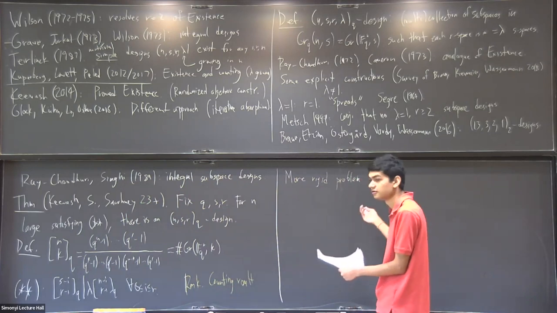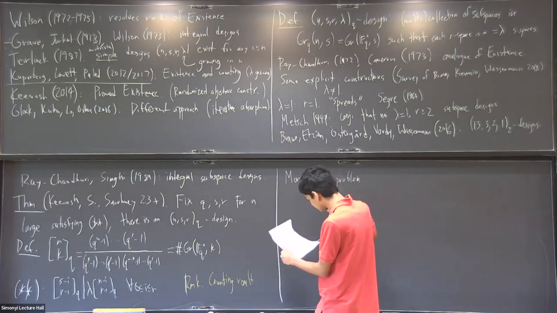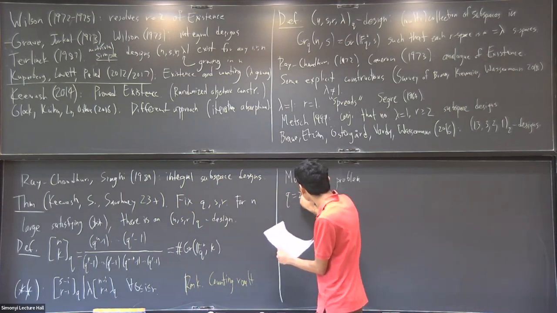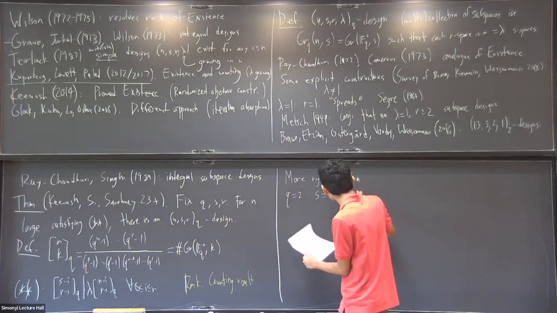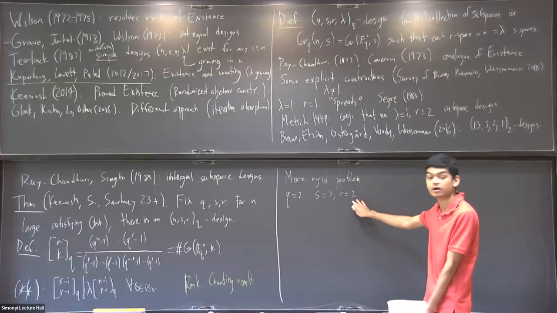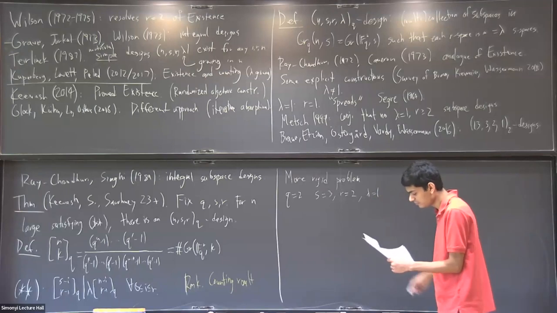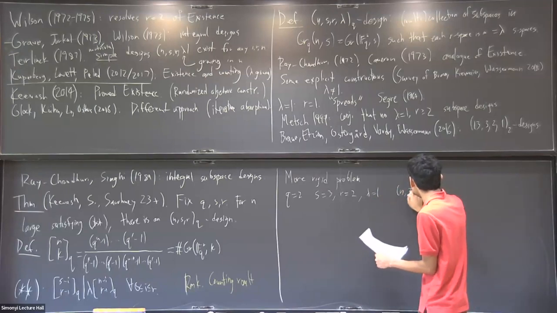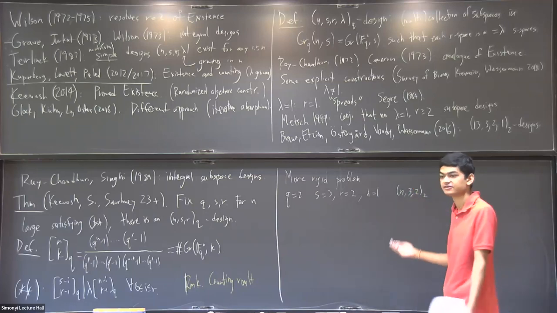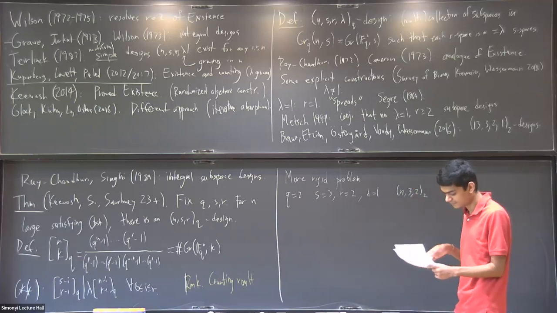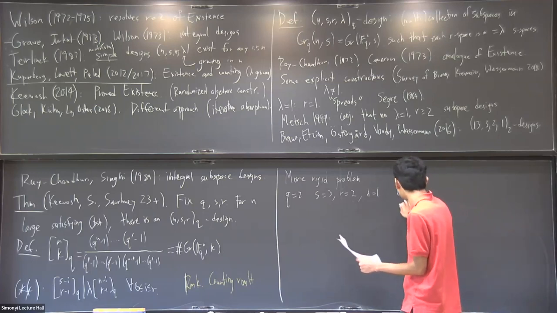Let's actually think about what happens. Let's look at mod 2, q equals 2, t equals 2, k equals 3. This is the simplest case when t is bigger than 1. So this is an n, 3, 2, 2 design, the analog of Steiner triple systems. So what is this actually?